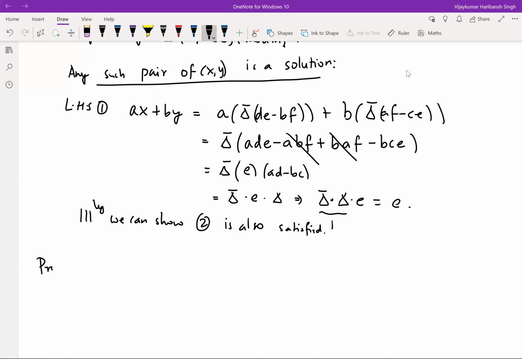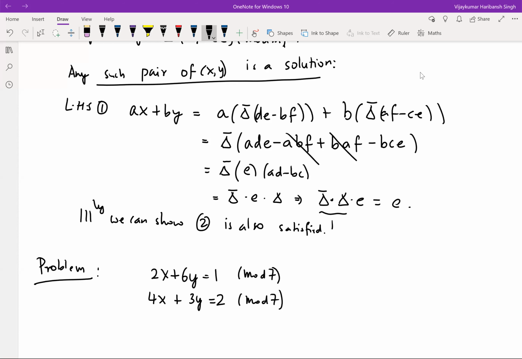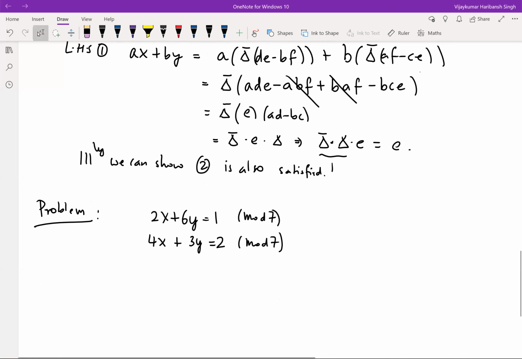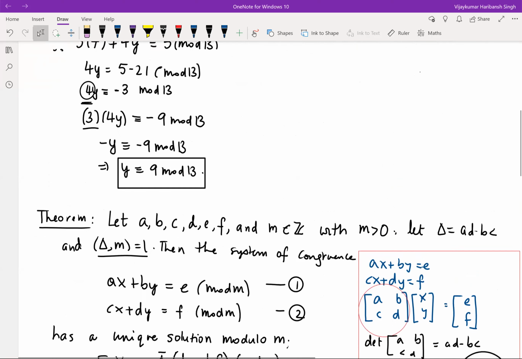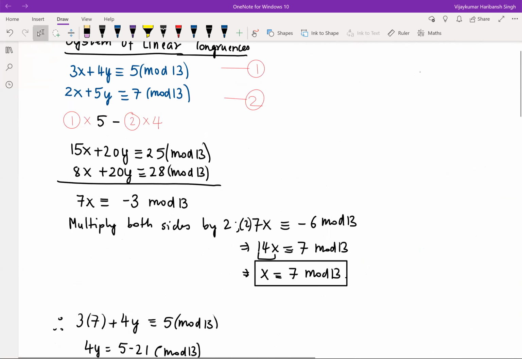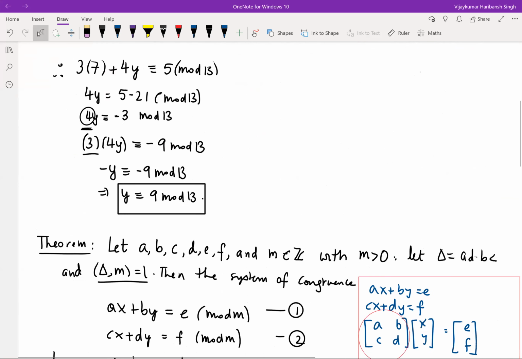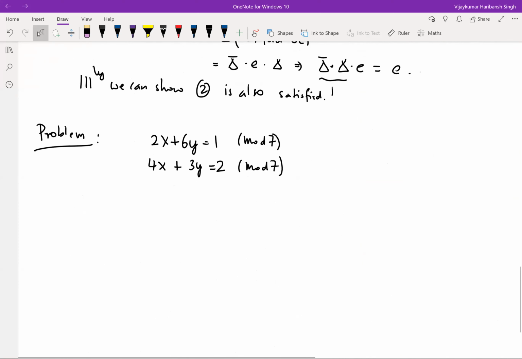So let's use this to solve a problem. The problem goes, suppose you have 15x plus 3y equals to... So let's consider these two equations mod 7. Now either we go through the elimination process, like here we eliminated variable x and y, eliminate x and then find the values, or we can use our theorem directly now.